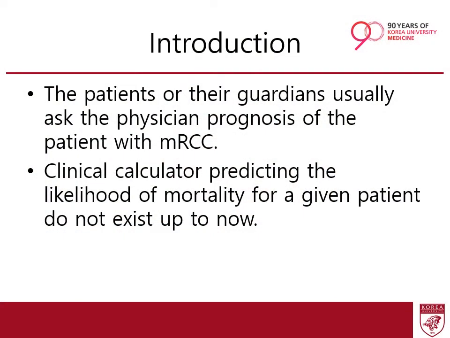Although small renal masses are detected frequently, owing to routine screening using ultrasonography or CT scan, about one-third of patients with localized RCC eventually experience disease recurrence or distant metastasis. And 15 to 20% of patients with RCC present metastatic disease at initial diagnosis. The patients or their guardians usually ask the physicians the prognosis of the patient with mRCC. However, a clinical calculator predicting the likelihood of mortality for a given patient does not exist up to now.